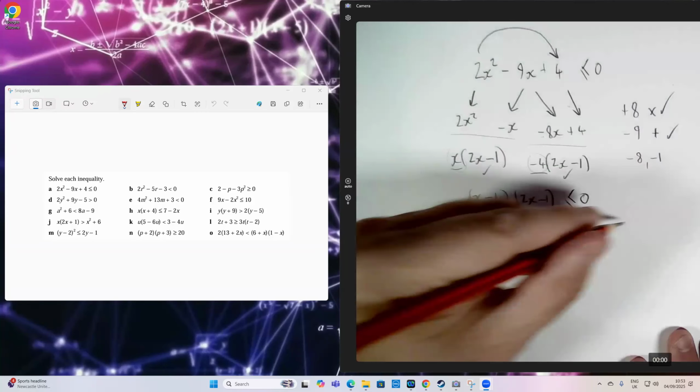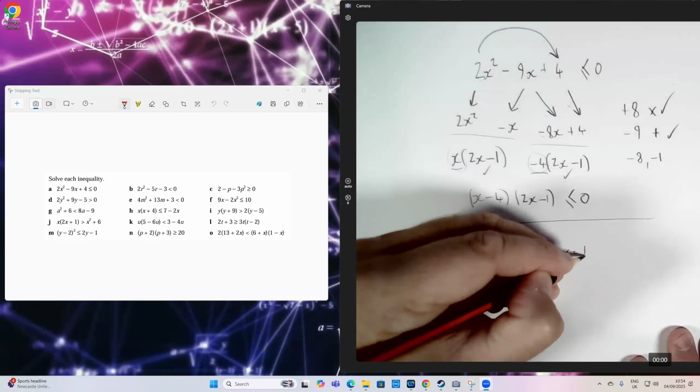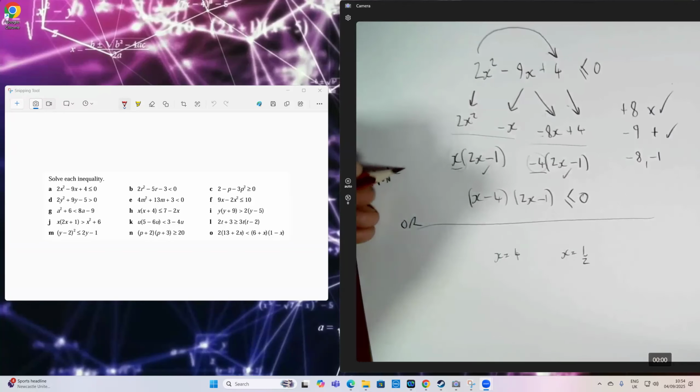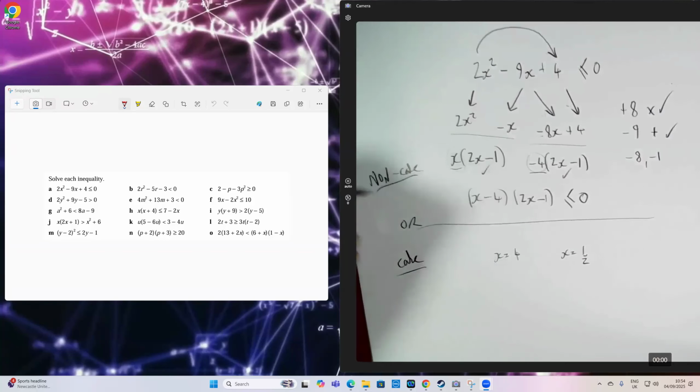So this, you would write down as x is equal to 4 and x is equal to a half, just from your calculator. So I'll write down here, this is the non-calculator way, and this is the calculator way. In our calculator way, you enter it in, and your calculator gives you those solutions.